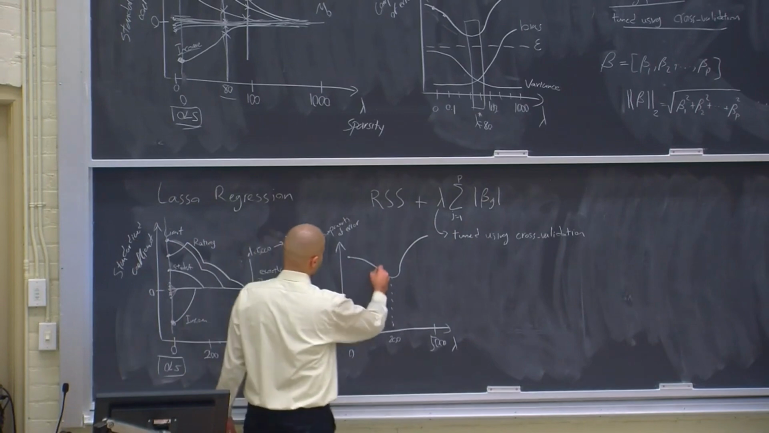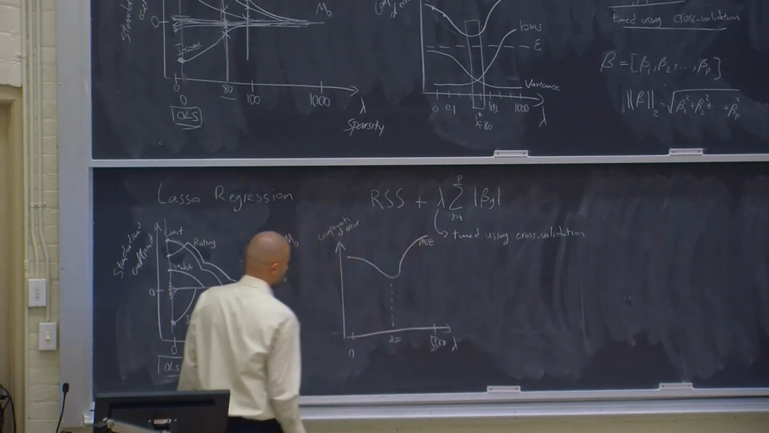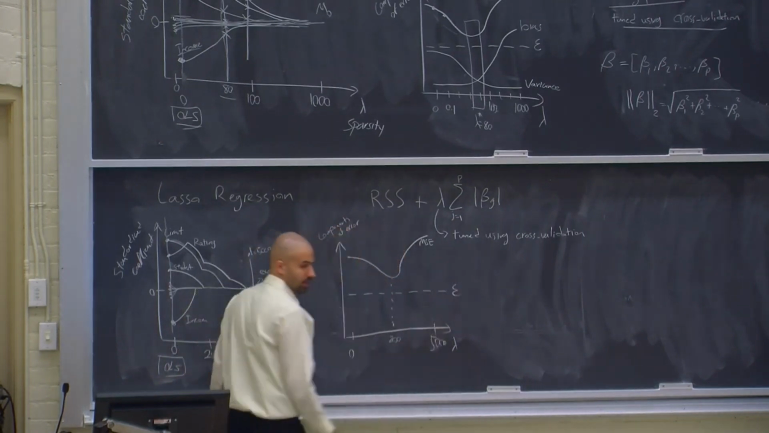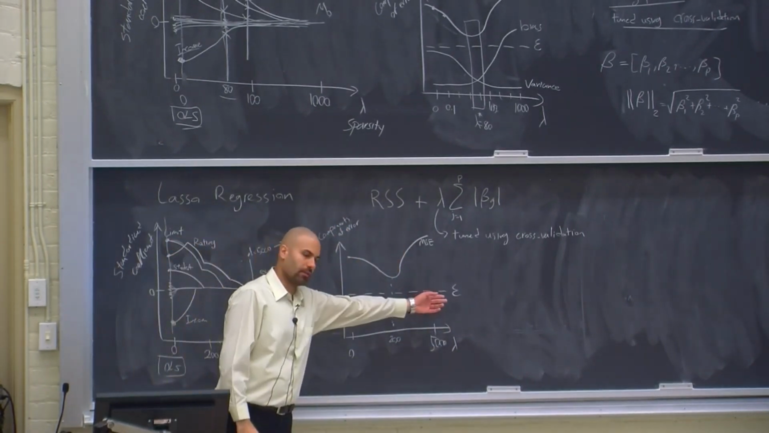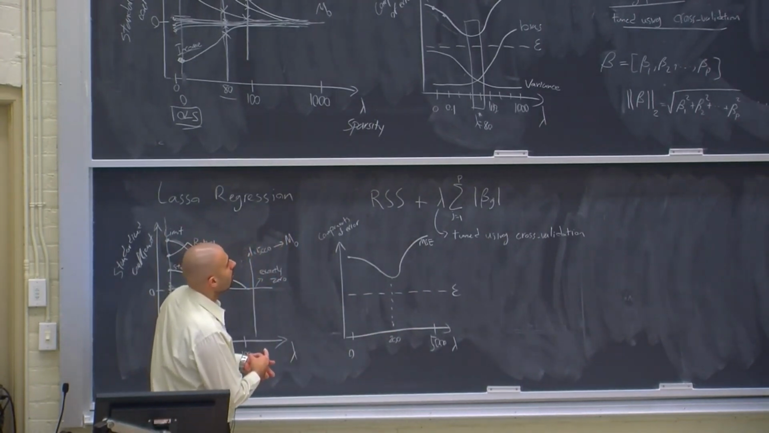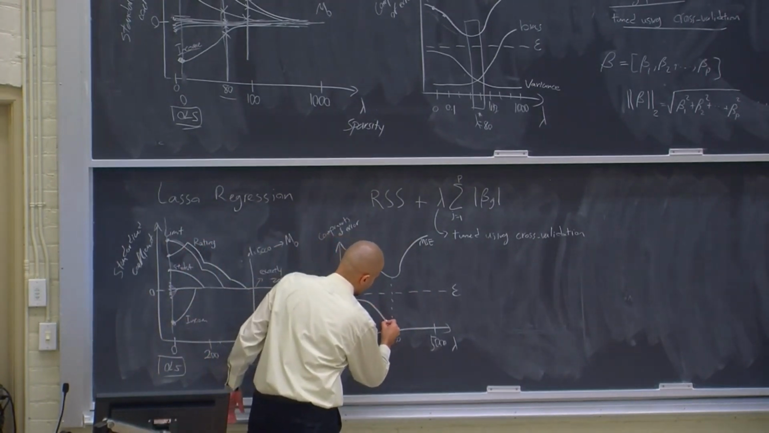So when lambda is 200, MSE is at its minimum, and that minimum is still something above irreducible error. Irreducible error is our lower bound. There's no way that we can achieve this. Again, variance works like this, I guess.